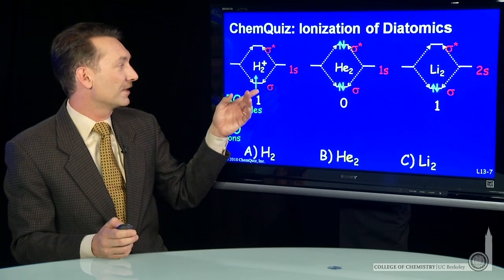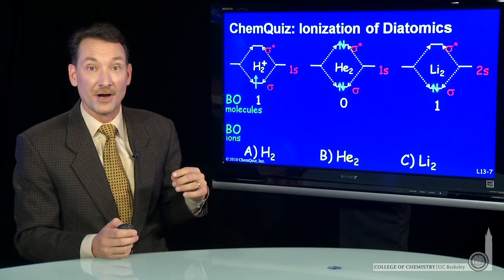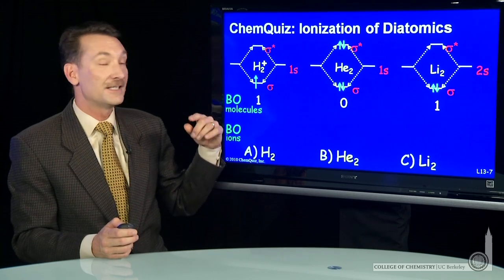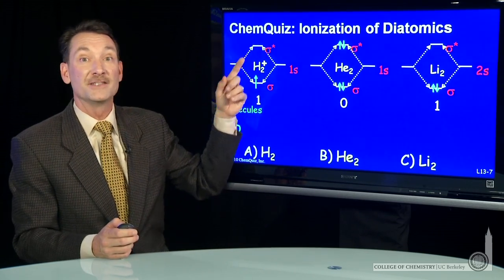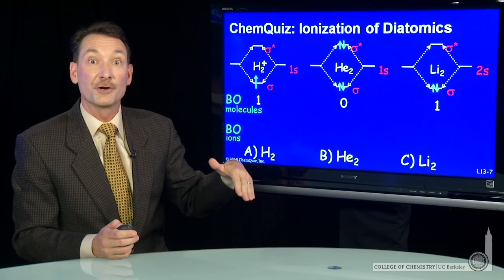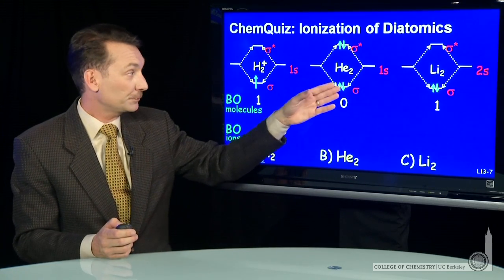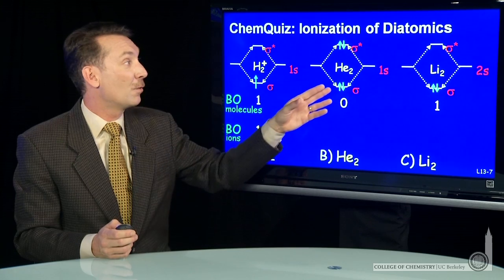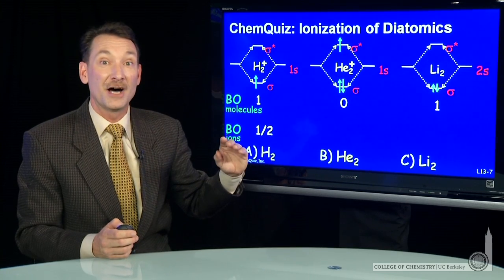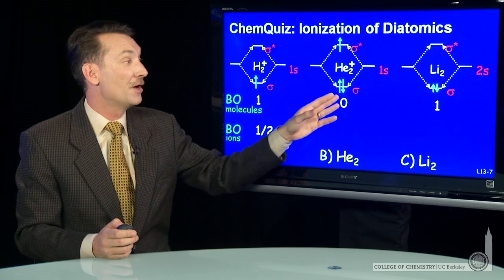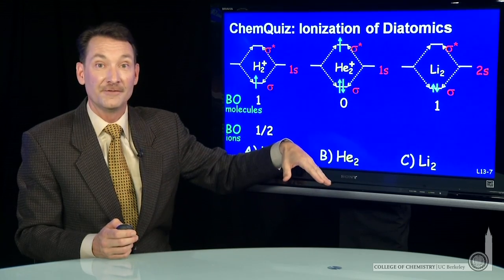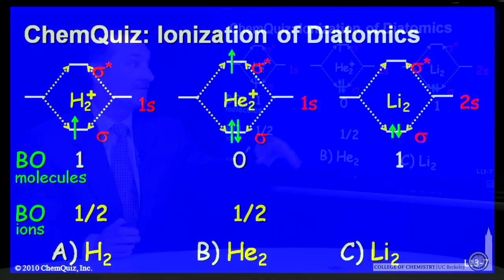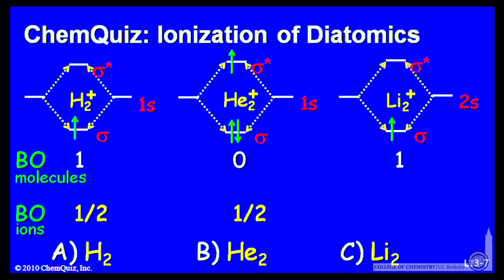In fact, removing an electron leaves 1 electron in the sigma bonding orbital. So if I calculate the bond order here, it's 1 minus 0, divided by 2. The bond order has gone down to 1/2. Here, for helium, when I ionize, I remove an antibonding electron. So the bond order is 2 minus 1, or 1, divided by 2, again 1/2. And lithium, when I ionize, will have a bond order of 1/2 as well.